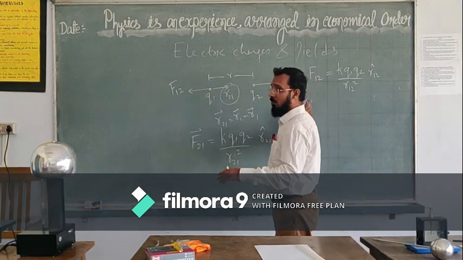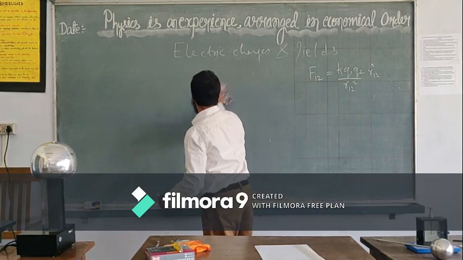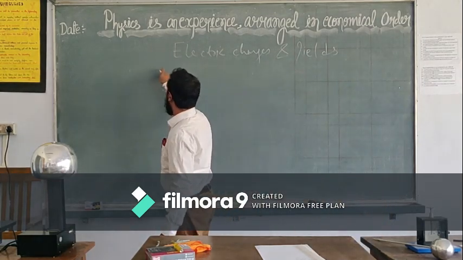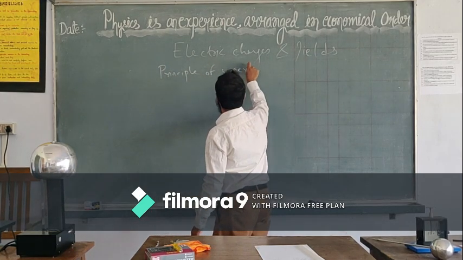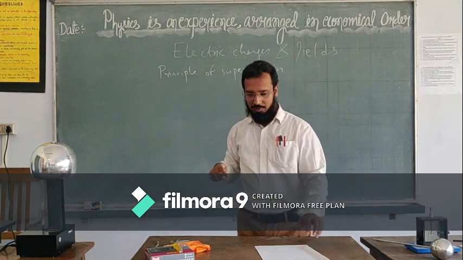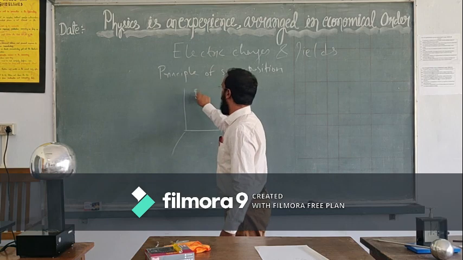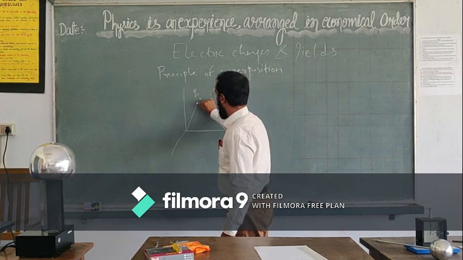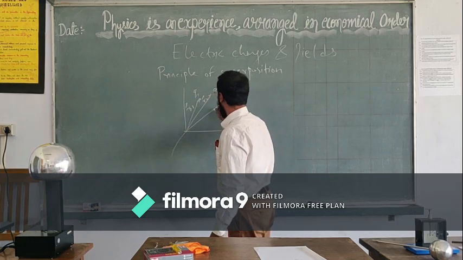What if there are more than 2 charges? Then how do we calculate the force? To calculate the force for more than 2 charges, we use the principle of superposition. You have studied this in 11th also, the superposition principle. So if we have many charges, let us say Q1, Q2, Q3 and so on to Qn, this one has position vector r1, this one has position vector r2, and so on.